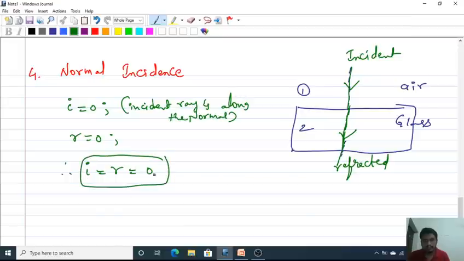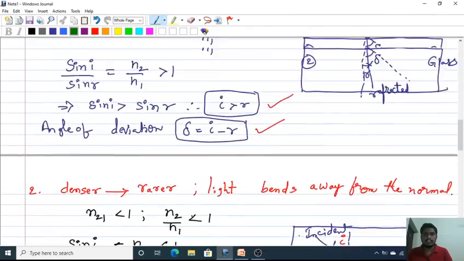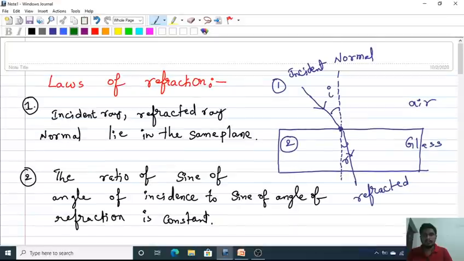The angle of deviation is also 0 here. Okay, these are the four different cases. So what we have discussed in these four cases is what happens to the ray of light while traveling from one medium to another medium.